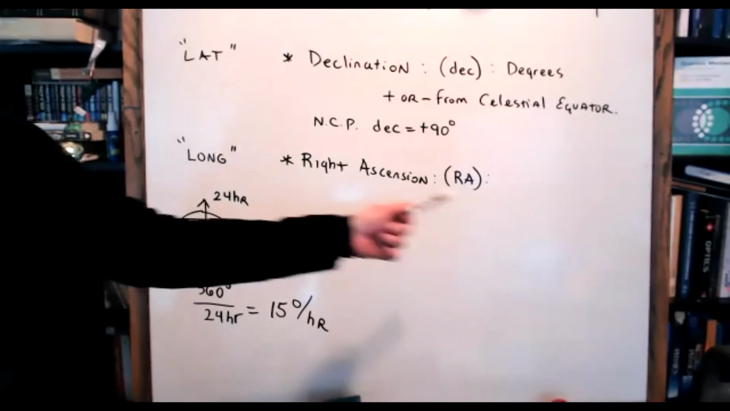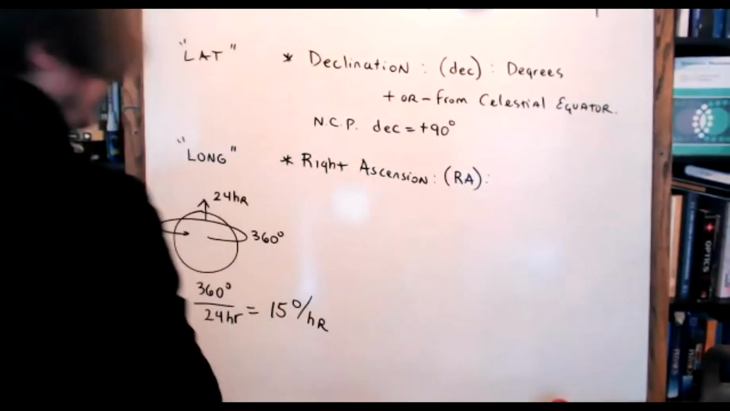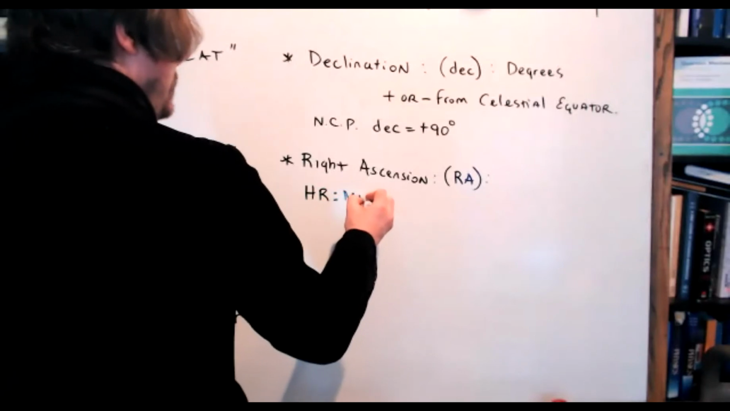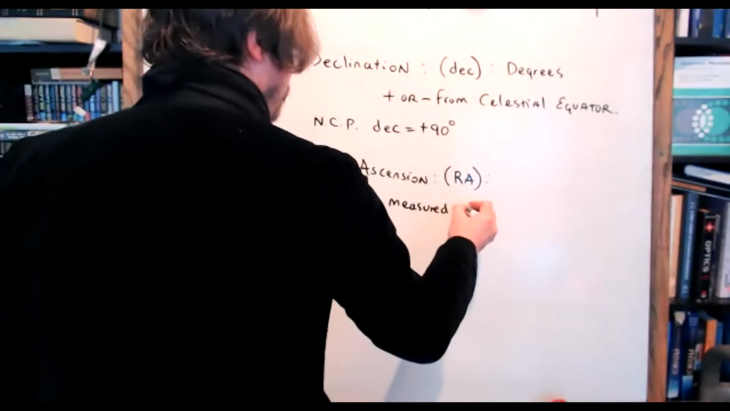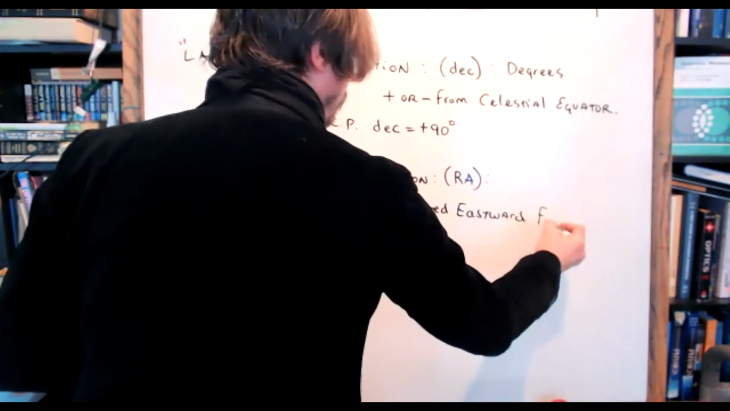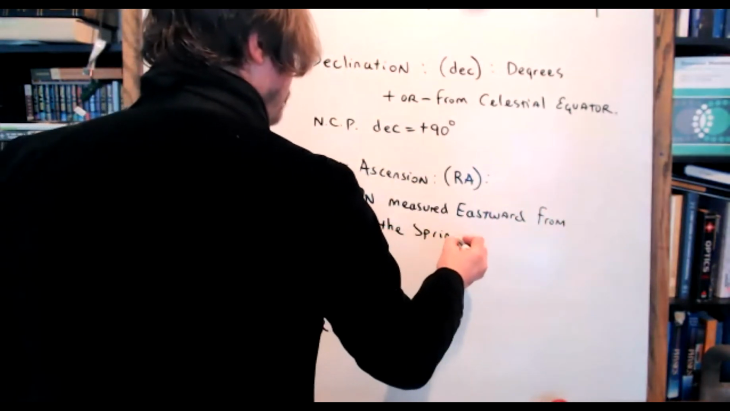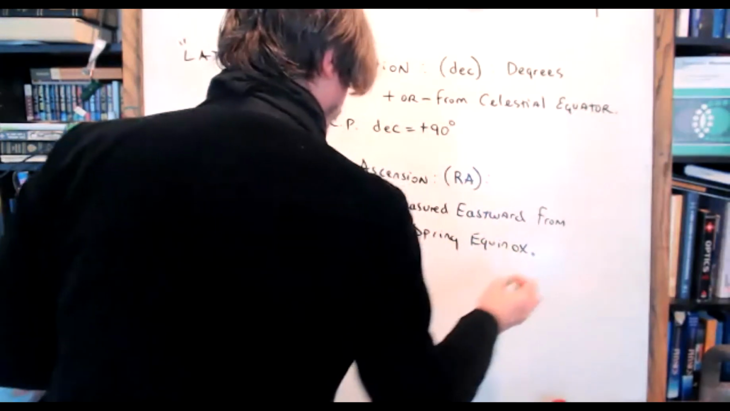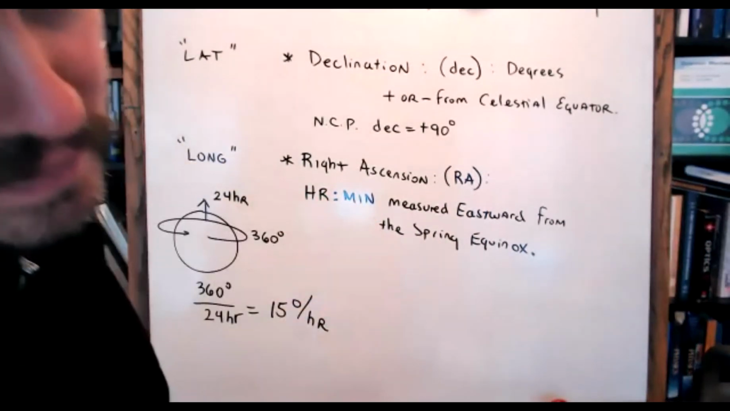Okay, now you're ready to learn the definition of right ascension. The definition of right ascension goes like this. It's the hours and minutes measured eastward from the spring equinox. Usually we display it in a kind of 24-hour military clock.